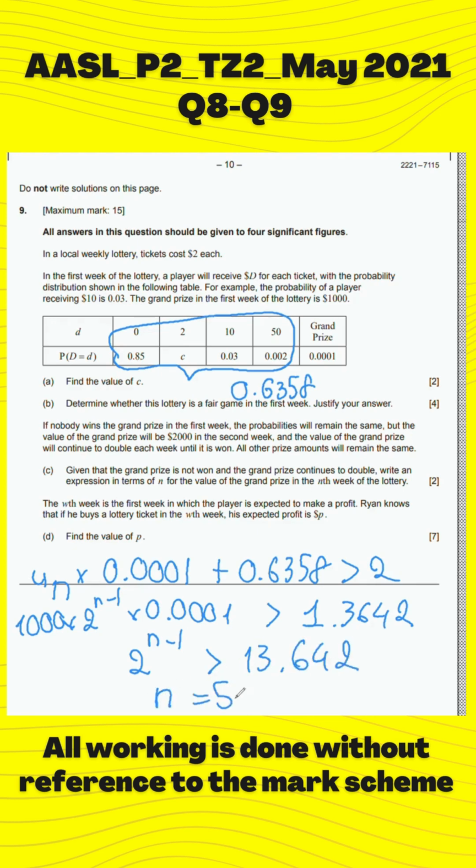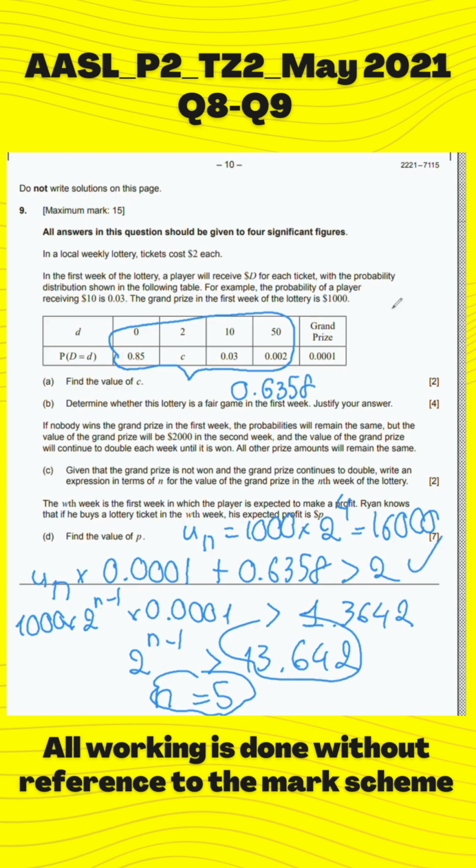Because when n is 4, n minus 1 is 3. So 2 cubed is only 8, still smaller. So n must be 5. So when n is 5, Un will be 1000 multiplied with 2 to the power 4, which is 16,000. So bigger. So this is correct. So the grand prize now is 16,000.